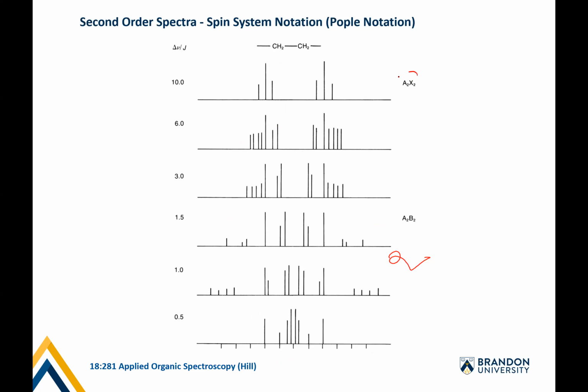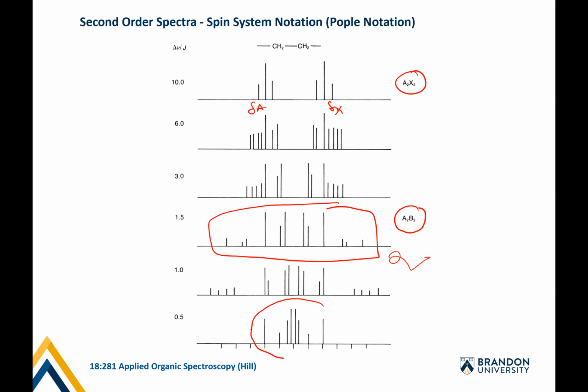So two triplets, A2X2, chemical shifts are far apart. Coupling is relatively small compared to the difference in chemical shifts. And as they get closer together, where the chemical shift would be very similar and the coupling is very large, then you get to systems that look like this. And when you get even closer, something like that.